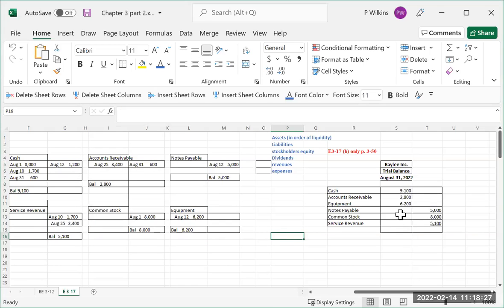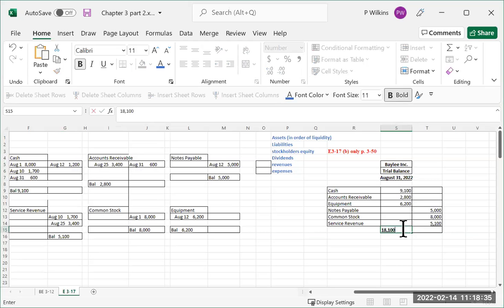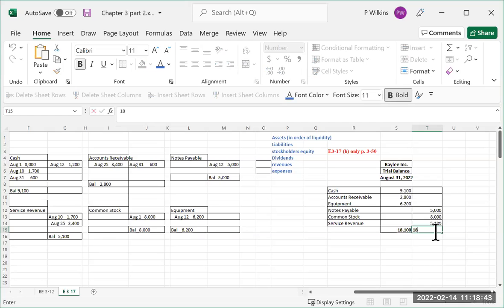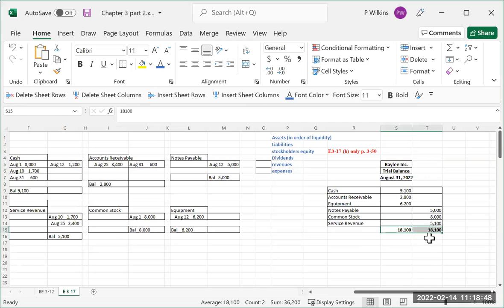Now we're going to total these up. On the debit side, we've got $9,100 plus $2,800 plus $6,200. That comes to $18,100. And on the credit side, we have $5,000 plus $8,000 plus $5,100, and that also comes to $18,100. So our trial balance balanced, the debits equal the credits, and that's exactly what we want in our trial balance. So that item is complete.